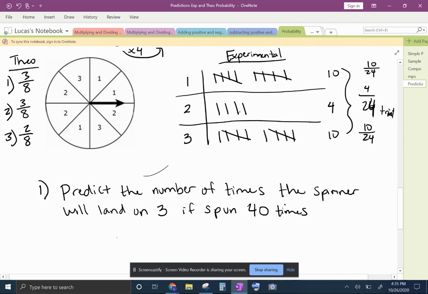All right. It says predict the number of times the spinner will land on 3 if spun 40 times. Okay. And since it doesn't specifically say experimental, I'm going to use my theoretical. And so 2 out of 8. And if it's spun 40 times, that's times 5. And so I should expect it to land on there 10 times.